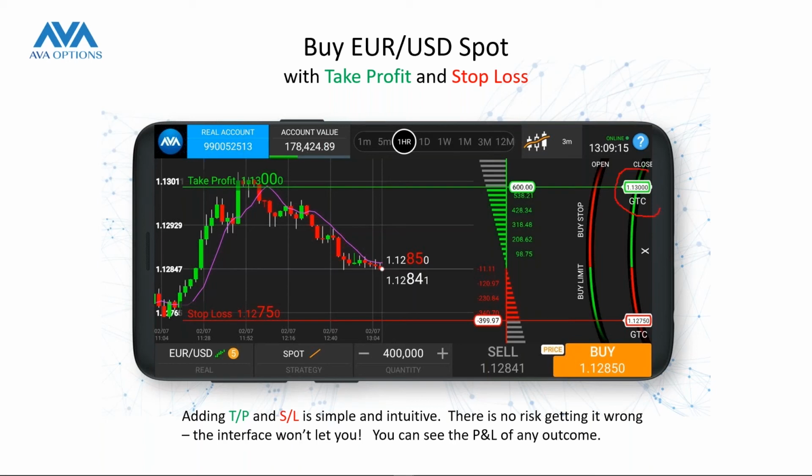I put a take profit here at 113, and you can see that if I buy at the current market 112.85, the market goes up and it reaches my take profit, I'm going to earn $600. This is a dollar account. You can slide this handle up and down, or you can long press and type in your own level. I've also put in a stop loss at 112.75. If the market hits my stop loss, I'm going to lose $400. You can see the numbers. You can see how it works.